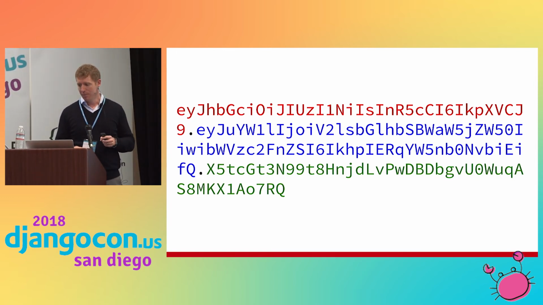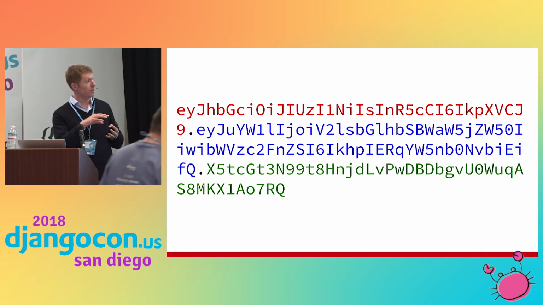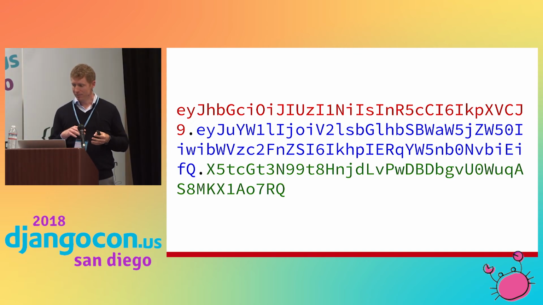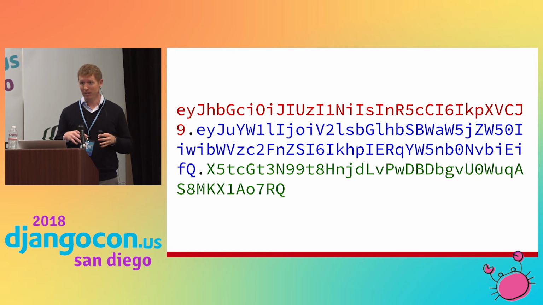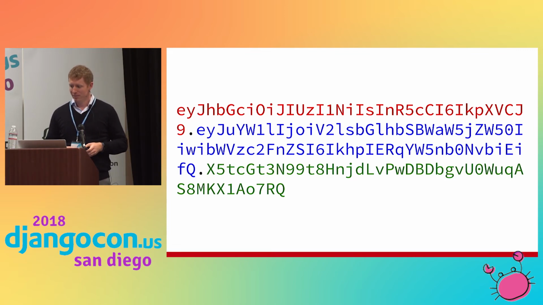The payload has all our information, and this is not encrypted by default. We'll see that in a second, but you can encrypt it. And the third part at the bottom, there's a verify signature, which is generated from the header and the payload. So again, if someone gets your JSON web token, they can impersonate you, so be careful with it.